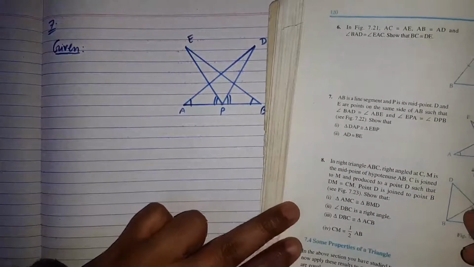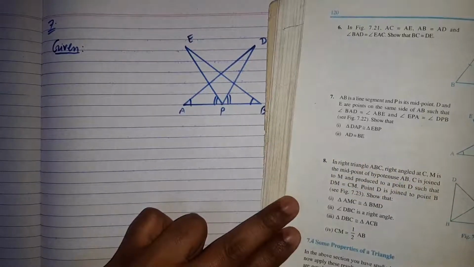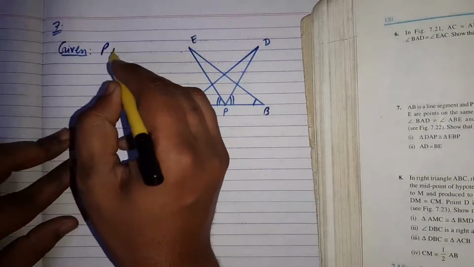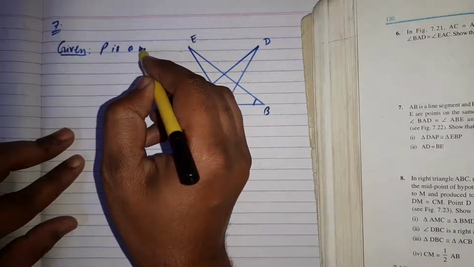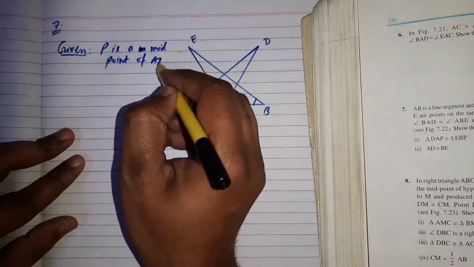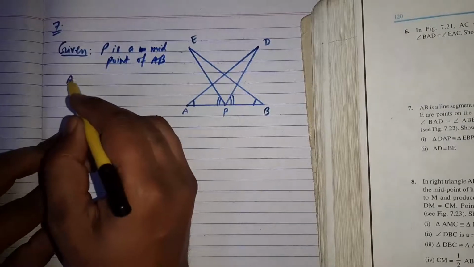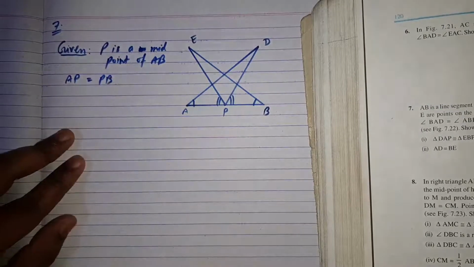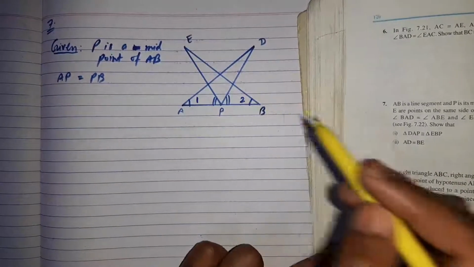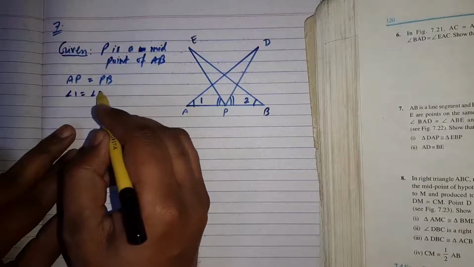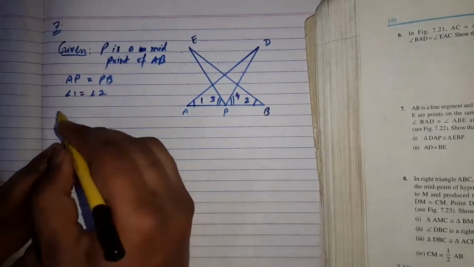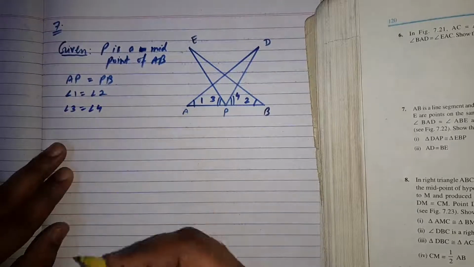Given is, P is a midpoint of line segment AB. So AP is equal to PB, it is given. And angle BAD, suppose this angle is 1 and this angle is 2. So angle 1 is equal to angle 2, it is given. And suppose this is angle 3 and this is angle 4. So angle 3 is equal to angle 4, it is also given.